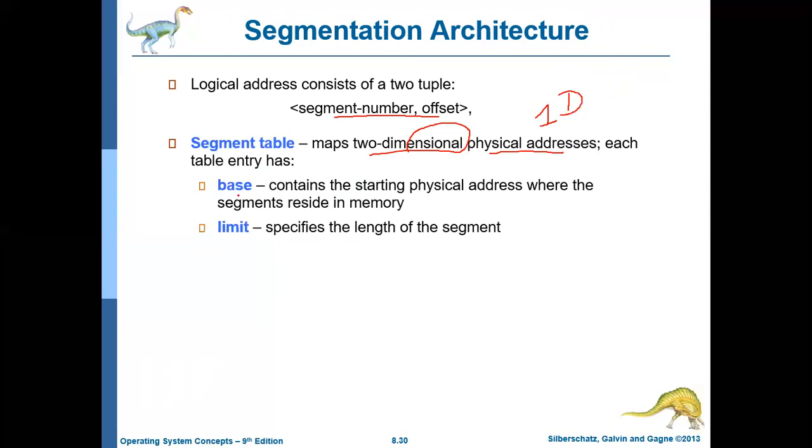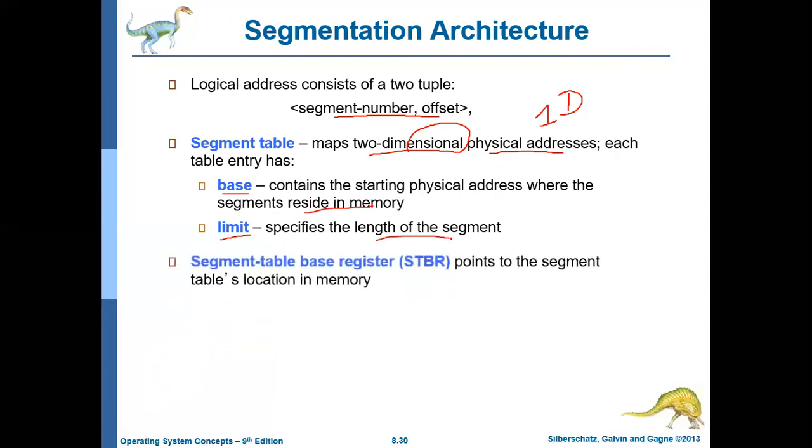So the segment table contains what? Each row of the segment table contains base and limit. Base contains the starting physical address of a particular segment, like where it is residing in the memory. And limit specifies the length of that particular segment. This base value of a particular segment is also called a segment table base register. The segment table base register points to the segment table's location in the memory.